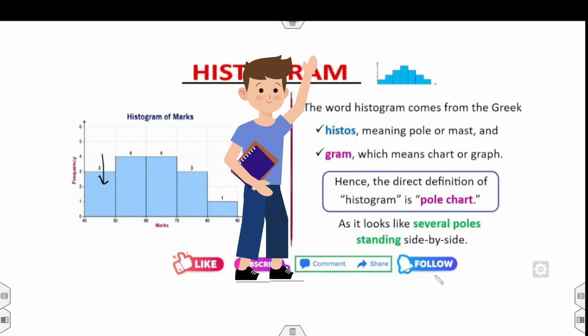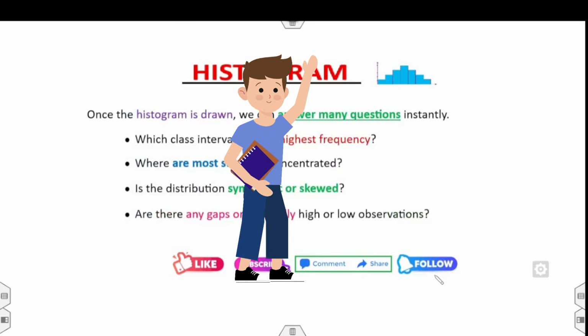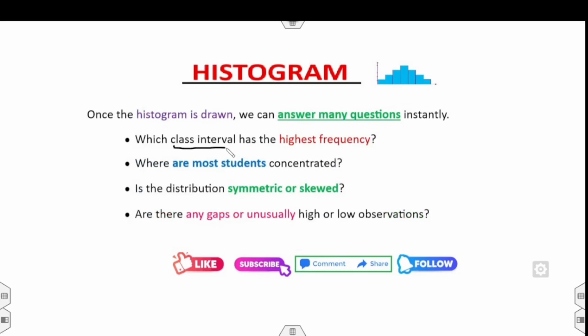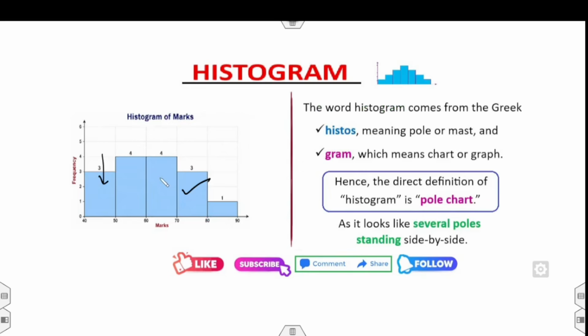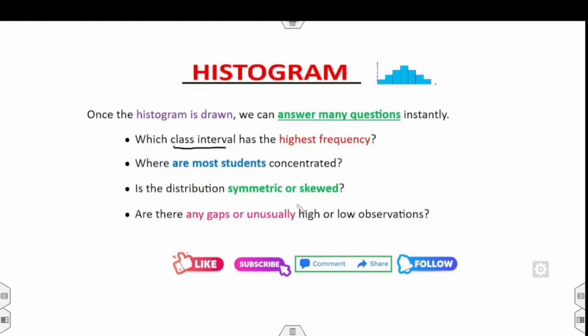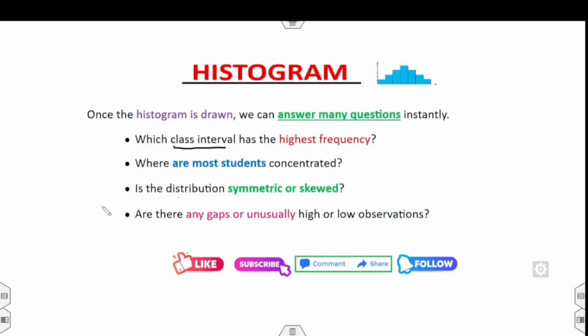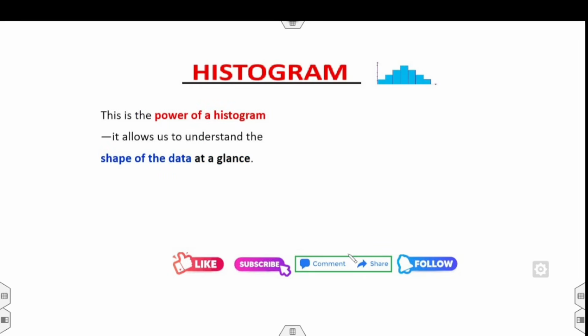But how does the histogram differ from the bar graph? Once you draw the histogram like we have drawn, we can easily see which class interval has the highest frequency. If you look at it, the class intervals 50 to 60 and 60 to 70 have the highest frequency. Which one is the lowest frequency? 80 to 90 is the lowest frequency. Is the distribution symmetric? You can easily see whether it is symmetric or not. Clearly, this histogram is not symmetric, and we can easily get the answers to the other questions. That is the power of the histogram. We can easily understand the shape of the information rather than looking at numerical numbers.